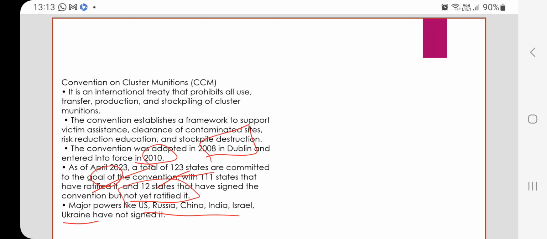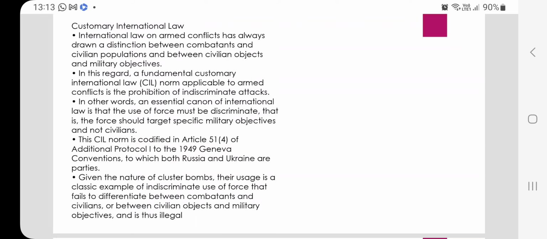25 out of 32 NATO members are signatories to the convention, though major powers like the US, Russia, China, India, Israel, even Ukraine have not signed it. Neither Ukraine, Russia nor the US have signed the treaty. That you have to keep in mind. So as a result, these countries are not under the international obligations. That is what they claim, at least.